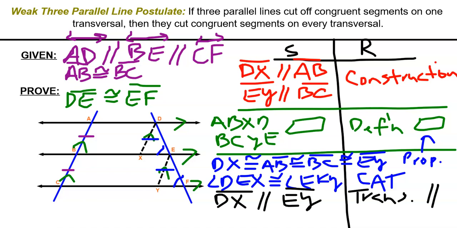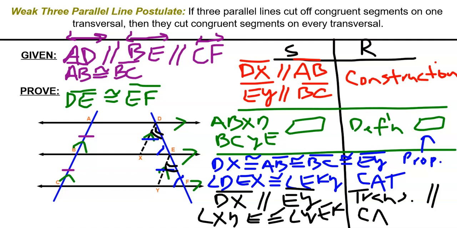Great. Well, if DX and EY are parallel, then DF is now also a transversal for the segments DX and EY that are parallel, which means we have a new set of corresponding angles in the case of XDE and YEF. And that is again because of the corresponding angles theorem.